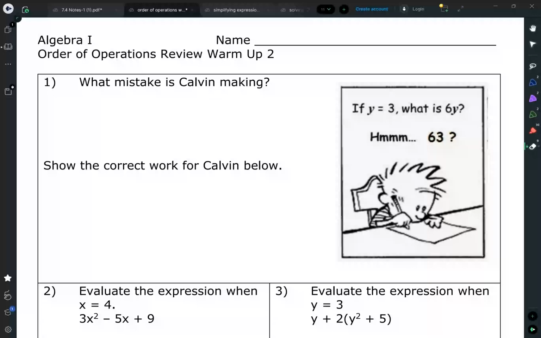Hello class, these are Algebra 1 notes for order of operations review. This was done as a warm-up in class. So first we're looking at this comic, and please, if you're doing this on your own at home, take a minute to look this over. But what we want you to do is figure out the mistake that Calvin's making.